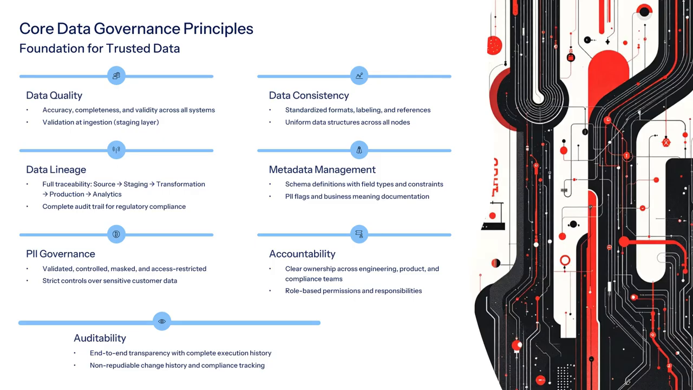Moving on to the data governance principles. Data governance is the discipline of ensuring data quality, integrity, consistency, and accountability. It answers key questions like: is the data valid? Where did it come from? Has it been transformed? Who can access it? Are we protecting sensitive fields, etc.? So we have data quality, data consistency, data lineage, metadata management, PII governance, accountability, and auditability.